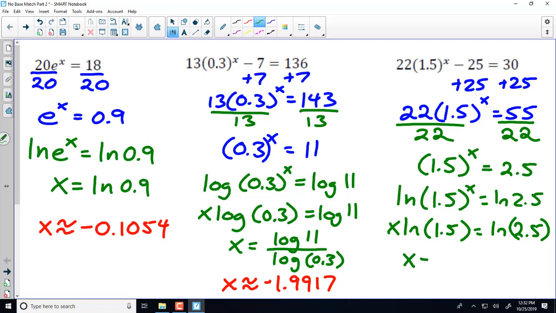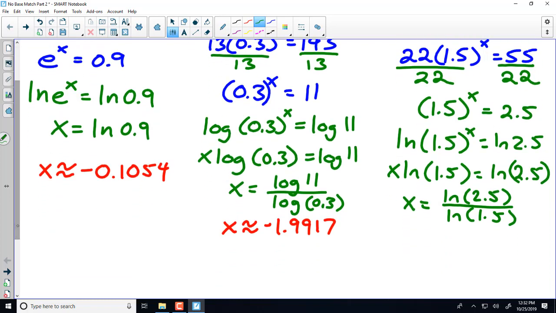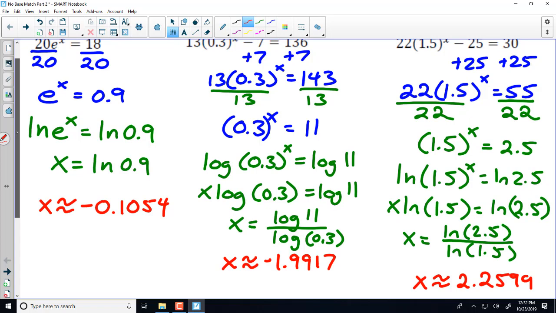Then you divide both sides. And then don't try to do any weird simplifying, just plug that into your calculator as is. And this should give us x is approximately equal to 2.2599.